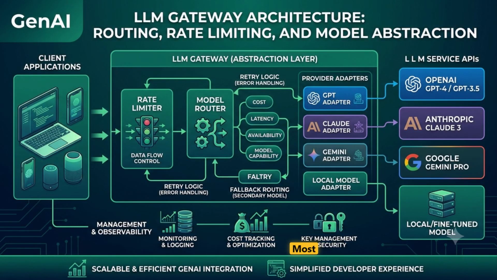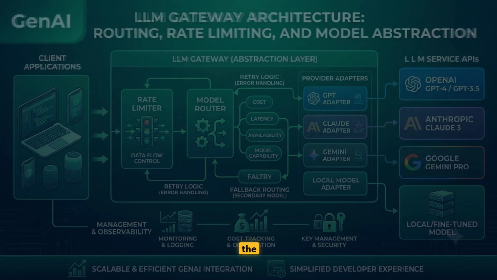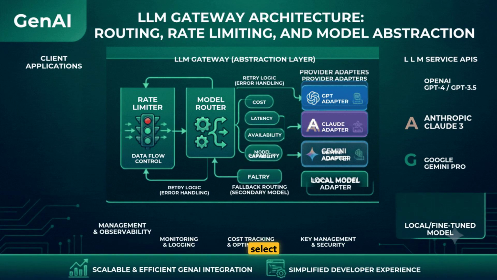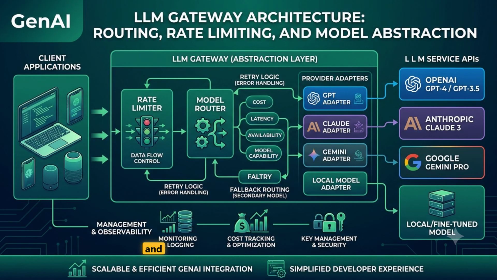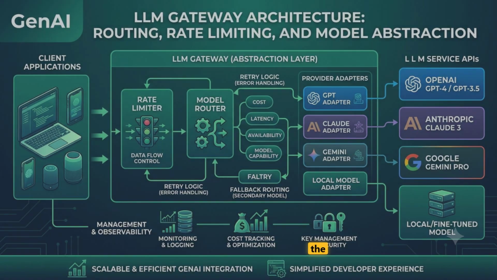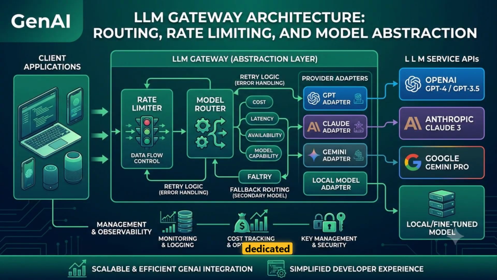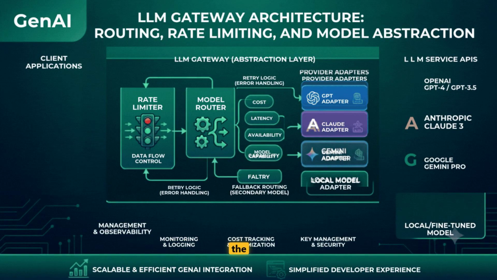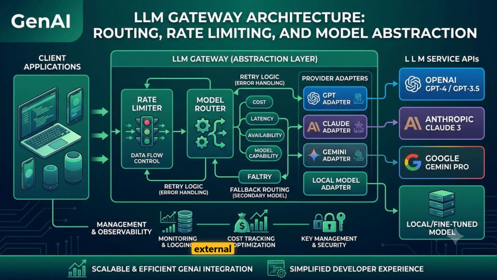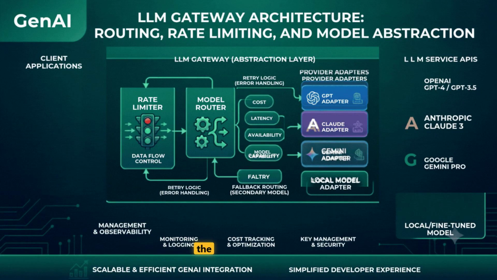Most engineers think the router just picks the cheapest model. But intelligent routers dynamically select local models for simple tasks and reserve frontier models for complex reasoning. If an upstream provider fails, notice the loop labeled fallback routing that reroutes requests through the provider adapters, including dedicated adapters for GPT, Claude, Gemini, and local models. These adapters format payload schemas on the fly and forward requests to external LLM service APIs like OpenAI, Anthropic, Google, or a hosted local model.